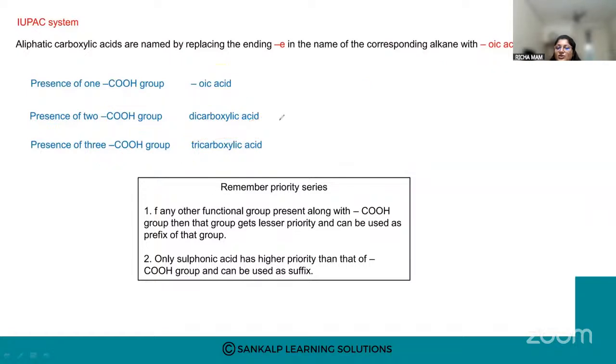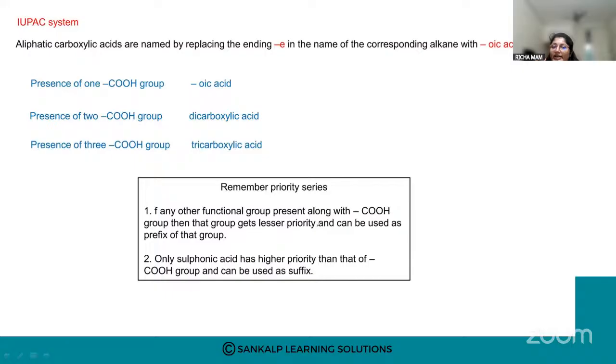So any other functional group present along with the COOH group gets lesser priority and is used as a prefix of that group. Any other functional group, along with your COOH group, will be given lesser priority and will be used as a prefix.